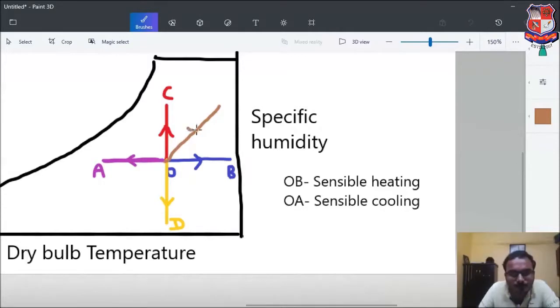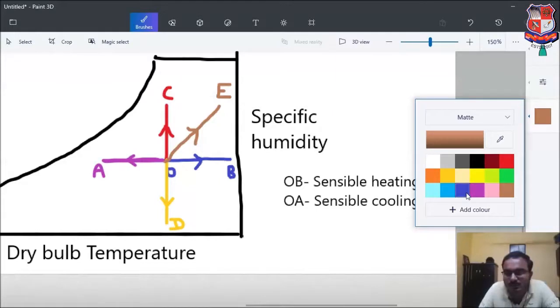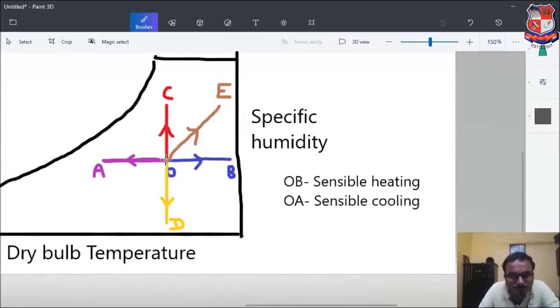In this way, that will be up to E. So as you can see, the temperature is also increasing and specific humidity is also increasing in this case. Similarly, we can also draw a reverse process of this, up to, let us say, point F. So this process O2F will be called cooling and dehumidification.